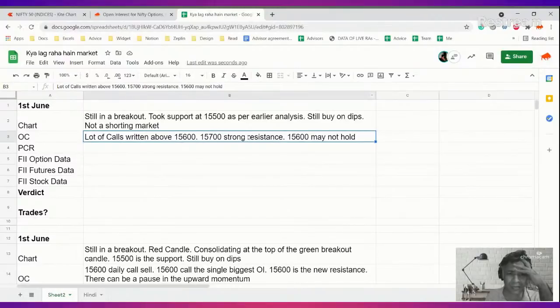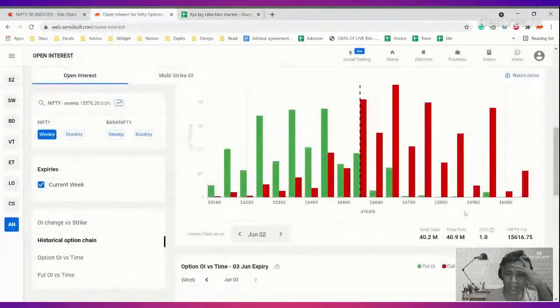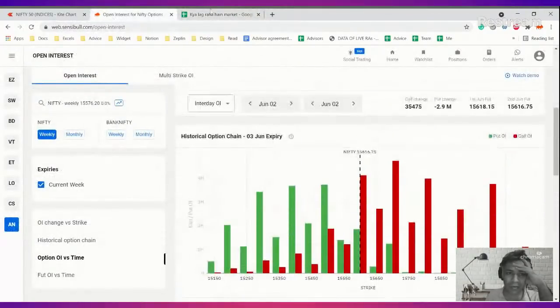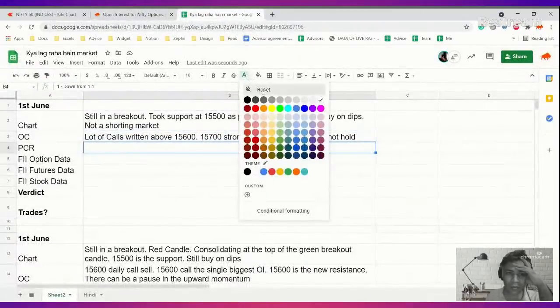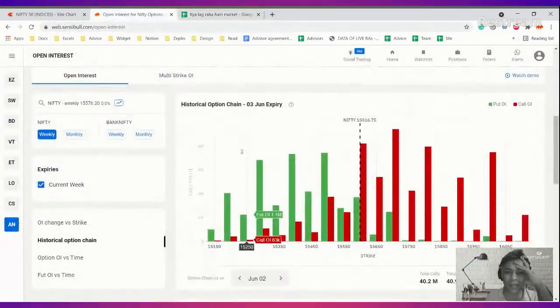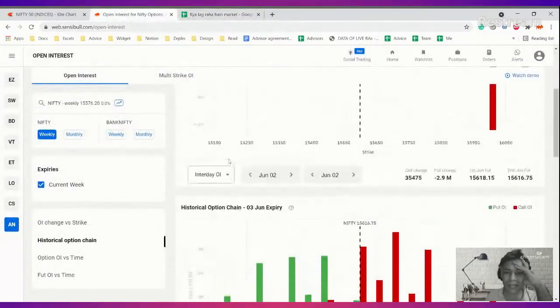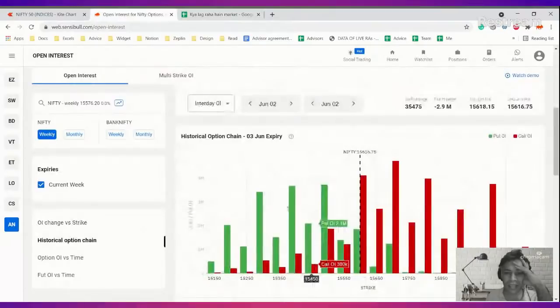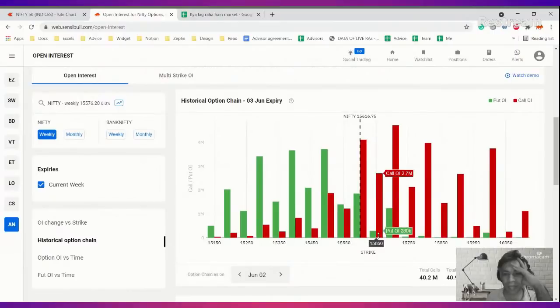So that's the calls. Let's look at PCR. PCR has fallen from 1.1 to 1. So basically, option chain analysis says that it's looking a little bit more call heavy than put heavy around ATM. This is bigger than this. This is bigger than this. So at least if we look at the option chain, it's highly unlikely that 15,700 will break.